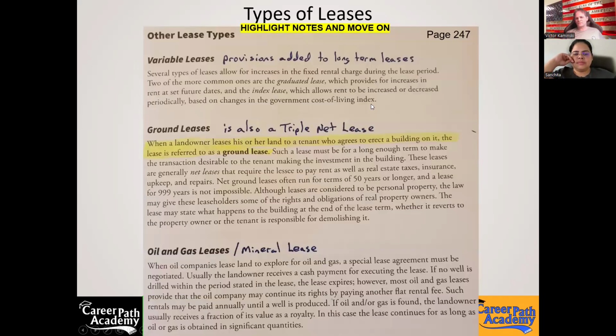So here's just where we would write it in the book. Variable leases: this talks about provisions added to long-term leases. Ground lease is also a triple net lease. And oil and gas leases, these are also known as mineral leases or subsurface rights. Okay.